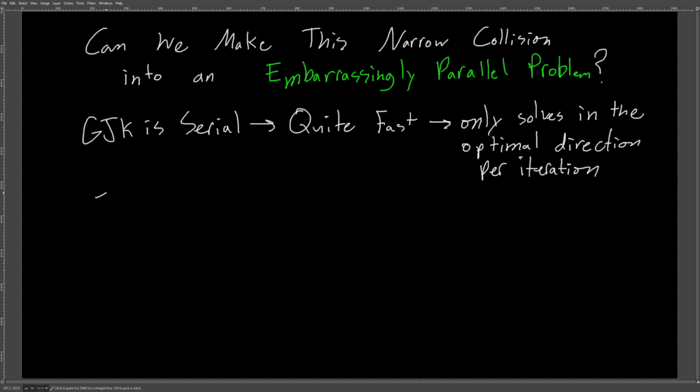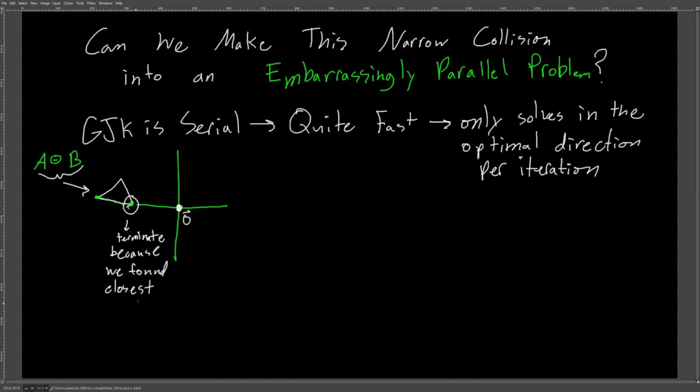We know inherently that GJK is a serial algorithm, but it's incredibly fast because per iteration, it's only looking in the optimal direction. However, it is serial, and getting to the next step in the iteration really does involve solving a previous problem before trying to move forward. It does it really well, but you can't just isolate these subproblems. You have to do them in sequence if we are going to follow the path to optimize the direction in which we're searching with GJK.